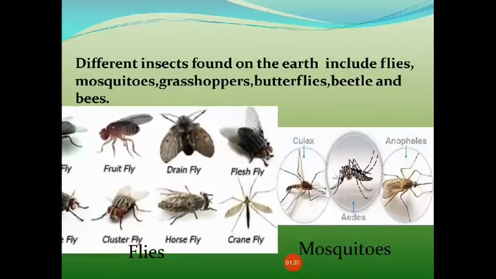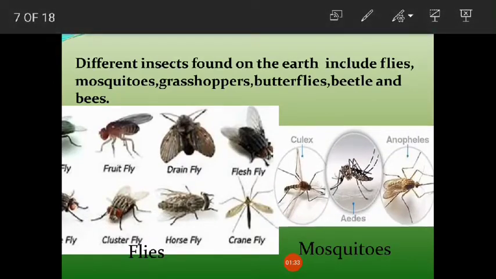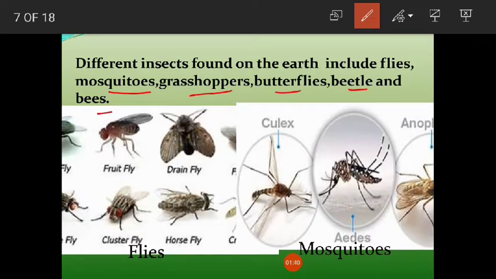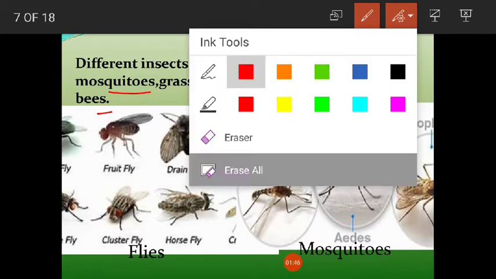There are varieties of insects found on the earth. There can be mosquitoes, grasshoppers, butterflies, beetles, bees. So you can see varieties of insects found on the earth in the pictures.